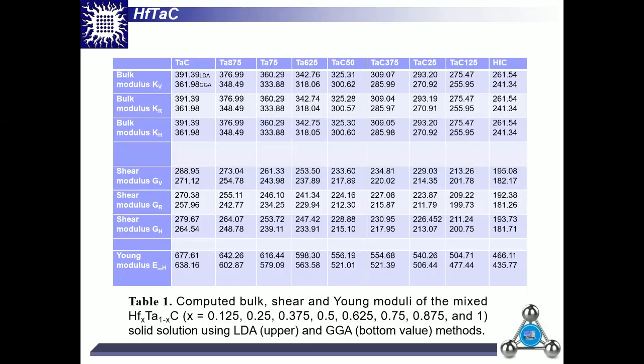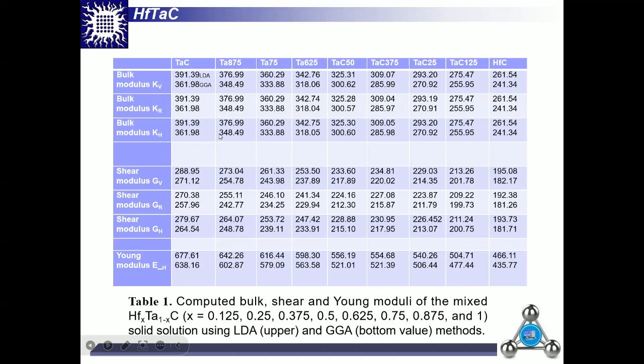The result you can see in this big table. The first column is pure tantalum carbide. The upper one is the LDA version, the lower is the GGA version. Now you can see that by inserting a bit of hafnium, so 87.5% tantalum, the bulk modulus is reduced to 376. Then with 75%, so more hafnium in the structure, it is even less, up to pure hafnium carbide, which is 261.54. Of course, this is all calculated with the Voigt, Reuss, and Hill approximation.